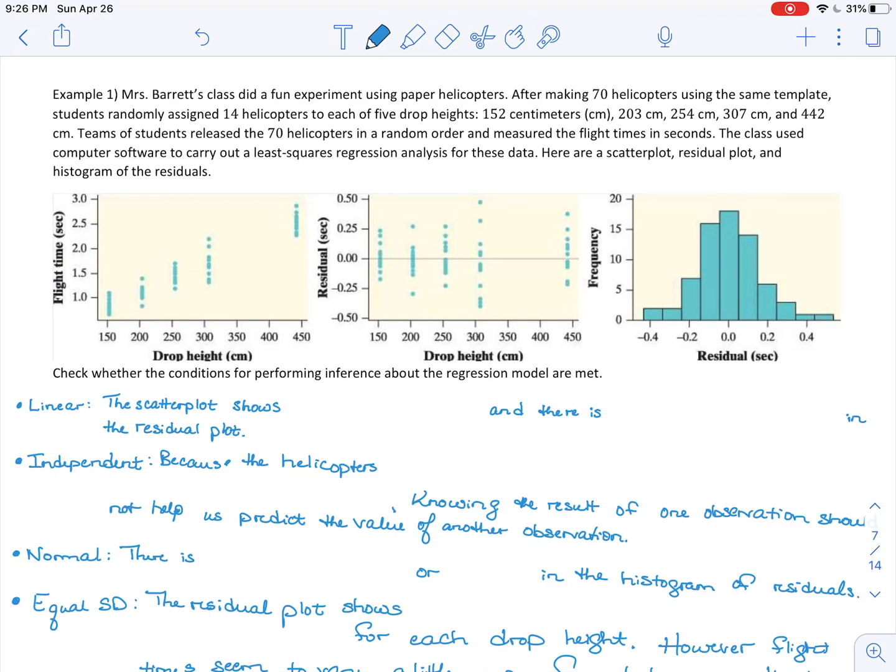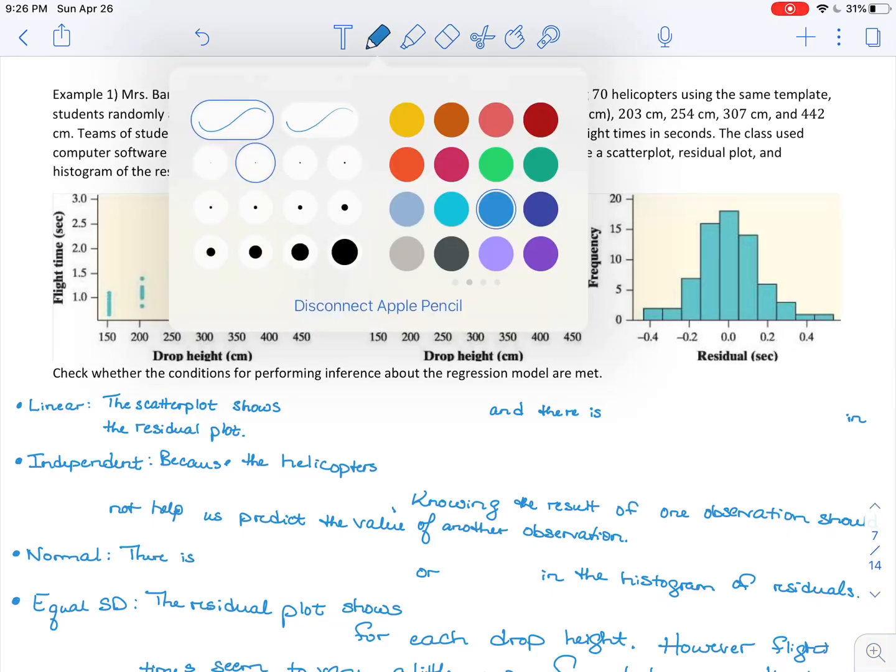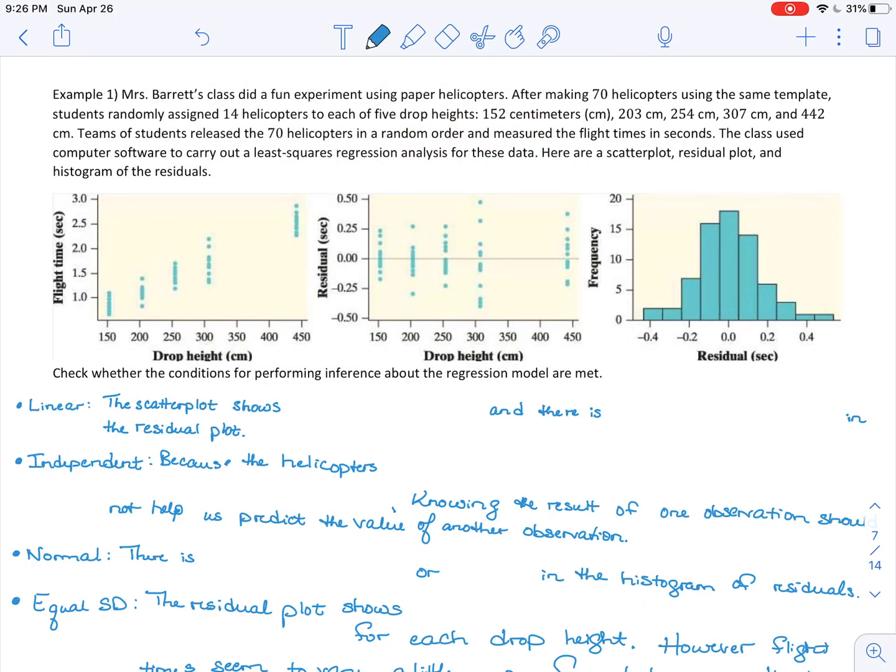Miss Barrett's class did a fun experiment using paper helicopters, which honestly, I'm curious how you make a helicopter out of paper, but that's neither here nor there. After making 70 helicopters using the same template, students randomly assigned 14 helicopters to each of 5 drop heights. So we've got these different heights that they're being dropped from. Teams of students released the 70 helicopters in random order, measured the flight times in seconds, and then used computer software to create a least squares regression and do analysis for these data. Here are the scatter plot, which is this first one, the residual plot, and a histogram for the residuals. That's what we're going to use to check our conditions for inference.